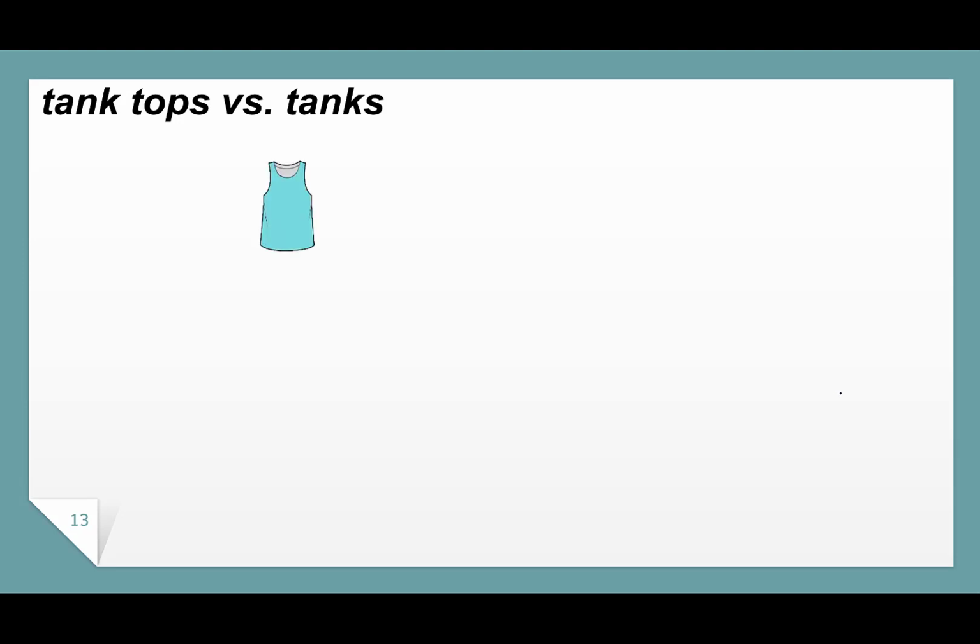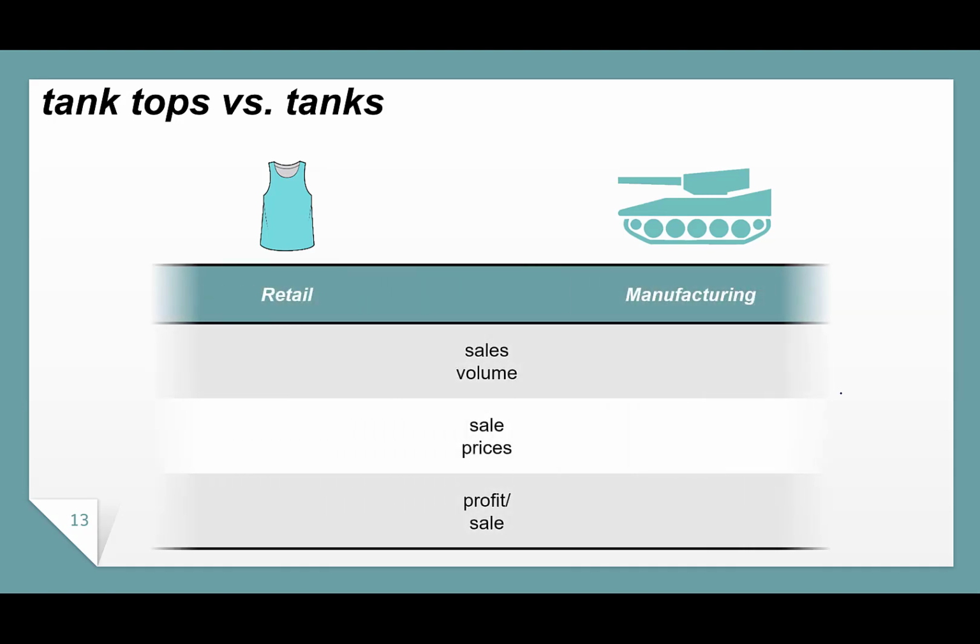Generally speaking, retail companies like clothing stores and grocery stores, and manufacturing companies like companies that build things like tanks or jumbo jets or boats, are different in a number of ways, and this gives me my tank tops versus tanks analogy. The number of sales that retailers make in a reporting period is much higher than those of a manufacturer. As an example, think of how much inventory a grocery store sells every day and how many airplanes a company sells or let alone makes on any given day of the year.